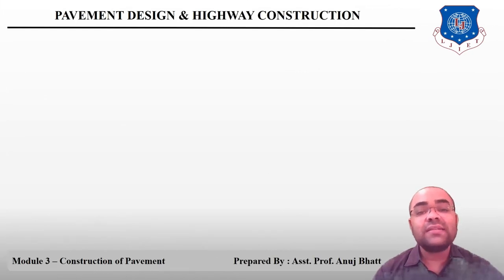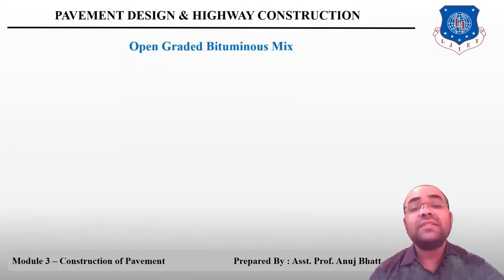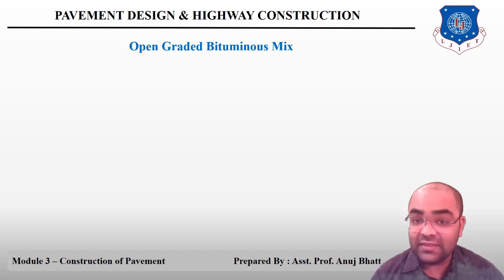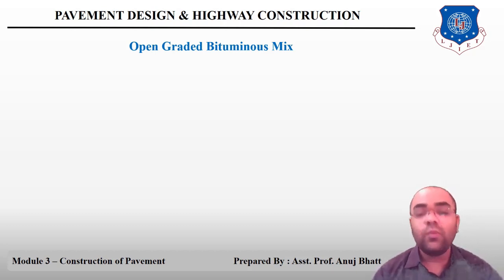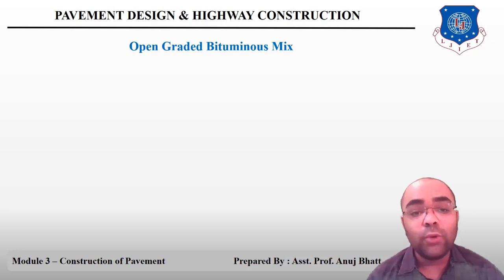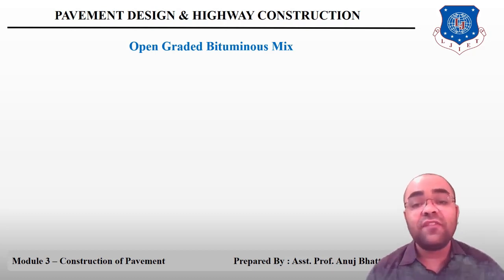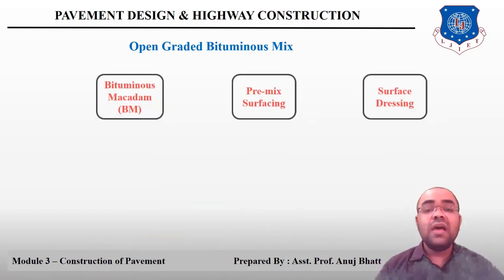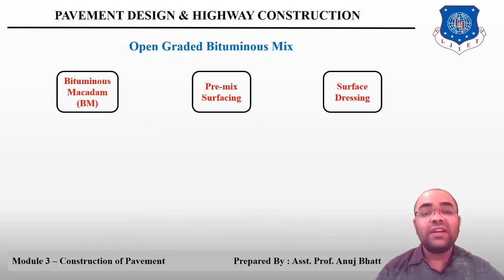Next we will discuss the open graded bituminous mix. Open graded bituminous mixes have fine aggregates in minimum amount, and hence they are very permeable to water. They are employed based on specific functions in the base and surface mixes. We have three different types of open graded bituminous mixes. The first is bituminous macadam. Second is premixed carpet or premixed surfacing, and the third is surface dressing.